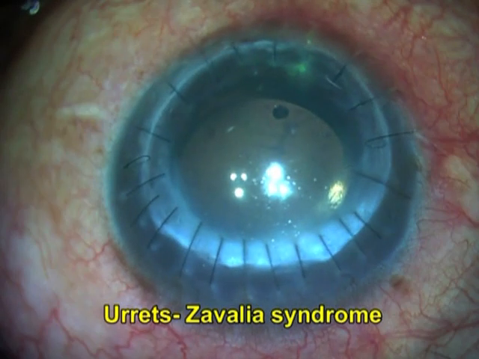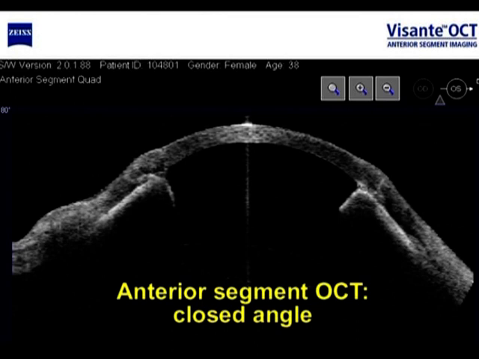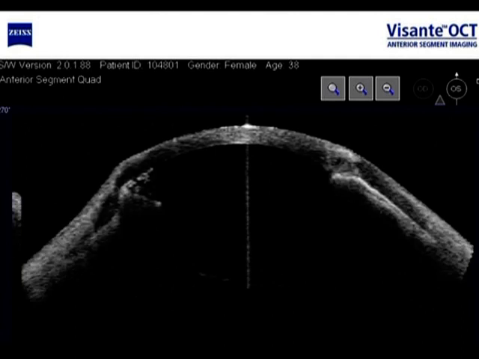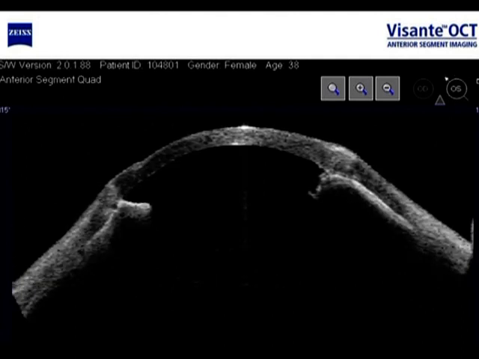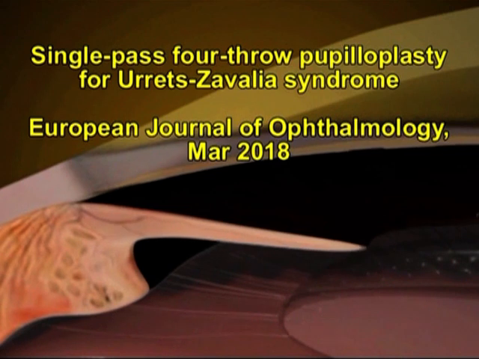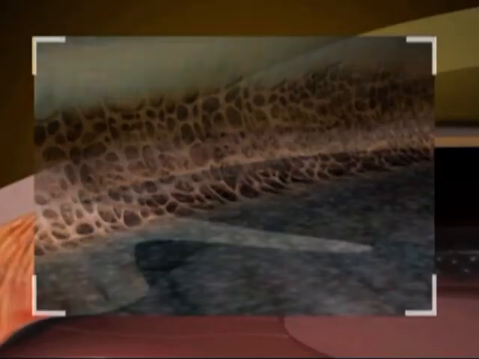Following penetrating keratoplasty, a closed-angle glaucoma can occur due to Urrets Zavalia syndrome as seen in anterior segment OCT. The intraocular pressure is very high with medication not helping. The solution is to open the angles by pulling the iris structure and then suturing the pupil together, thus making the angle from closed to open.